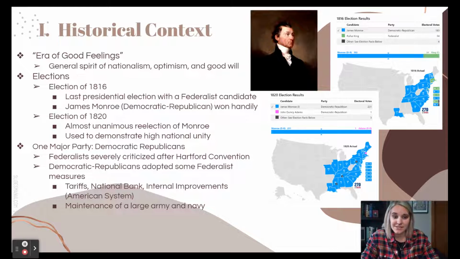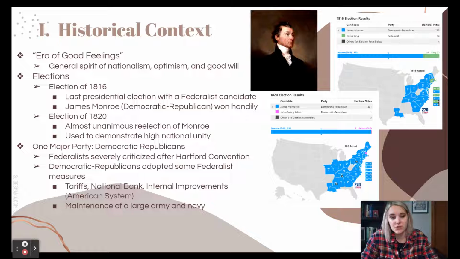In 1816, this is the last election when the Federalists run a candidate. And in 1820, John Quincy Adams only earns one electoral vote. So both of these elections can be used as evidence to describe how this time does represent an era of good feelings. So what we see happening in this era during Monroe's presidency is one major political party, the Democratic Republicans.